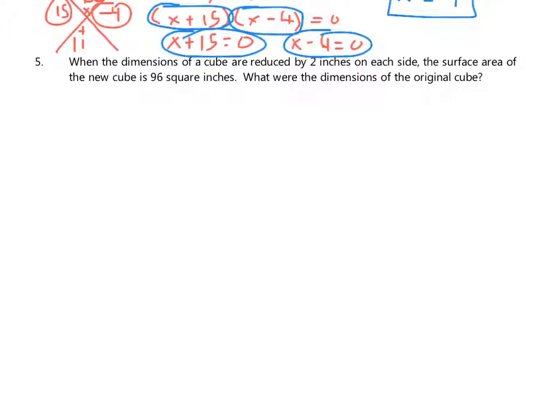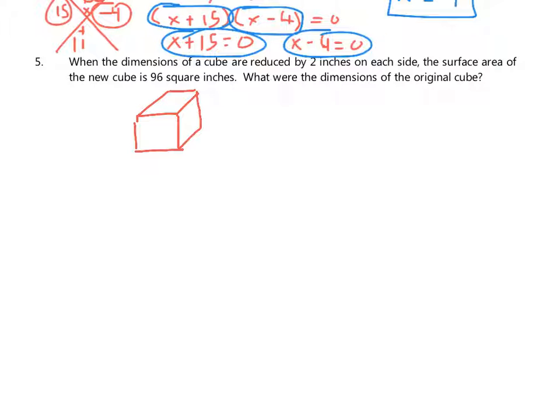When the dimensions of a cube are reduced by 2 inches on each side, the surface area of the new cube is 96 square inches. So first I'm going to draw a cube. A cube is a 3-dimensional prism. So it's like a square, but 3-dimensional. So every length has to be the same. So the length, the height, the width, they're all the same.